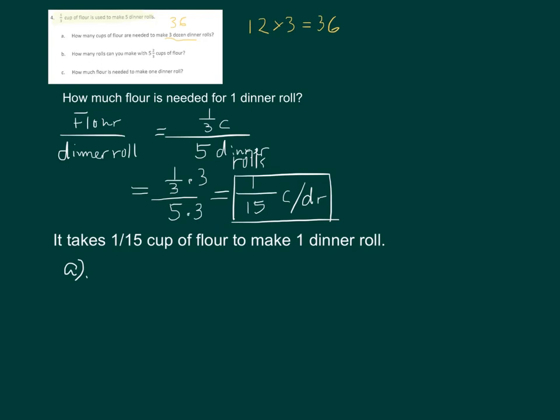So now let's use this to figure out part A. How many cups of flour are needed to make 3 dozen dinner rolls? And we know that 3 dozen is 36. And 1/15th of a cup can make 1 dinner roll. So you multiply 1/15th by 36. Then you get your answer, and you know how many cups of flour it needs to make 36 dinner rolls. Okay, so I'll leave this part to you, and let's move on and look at part B.